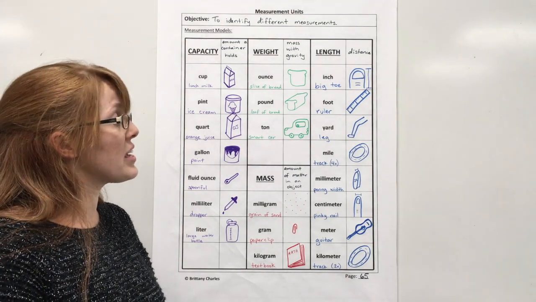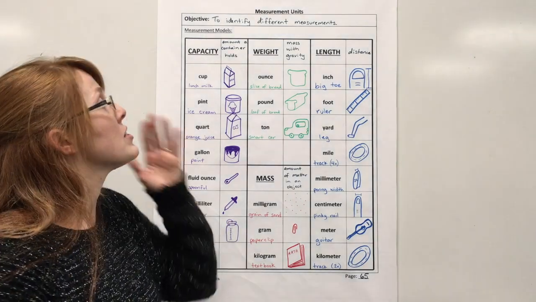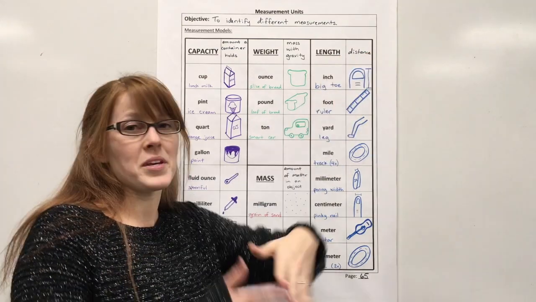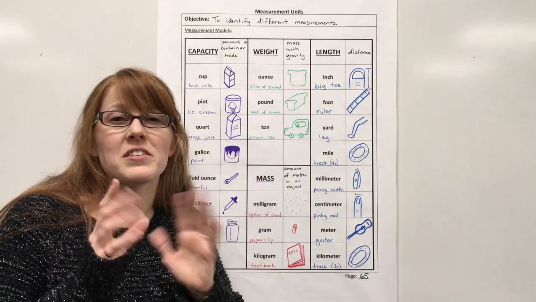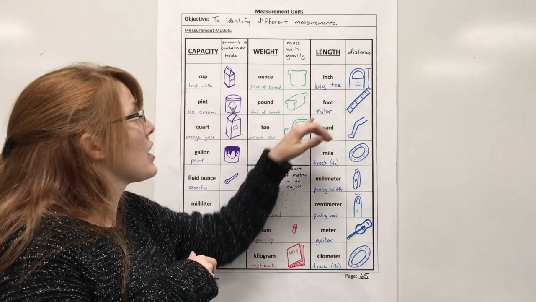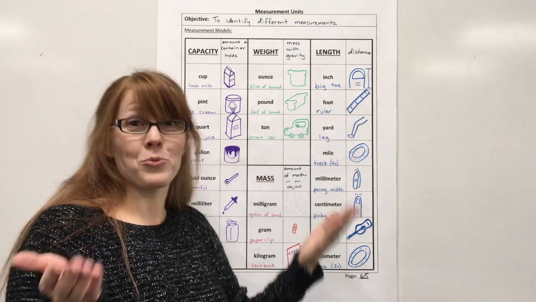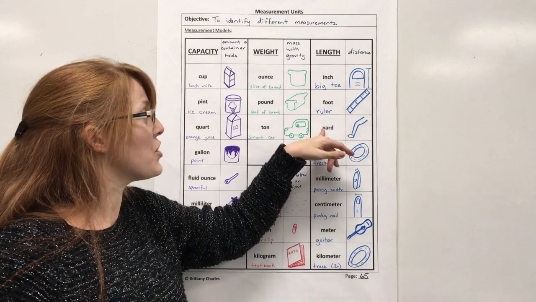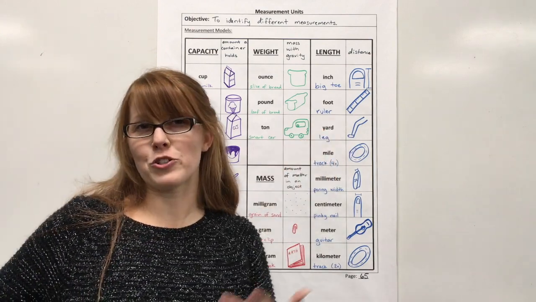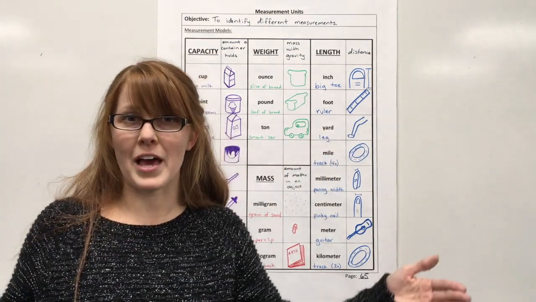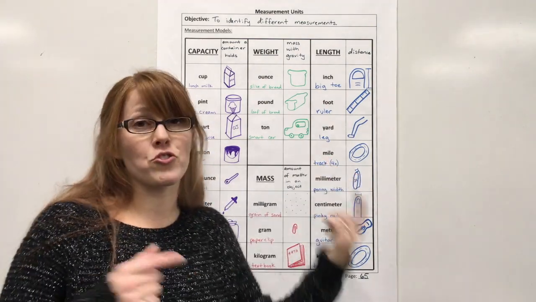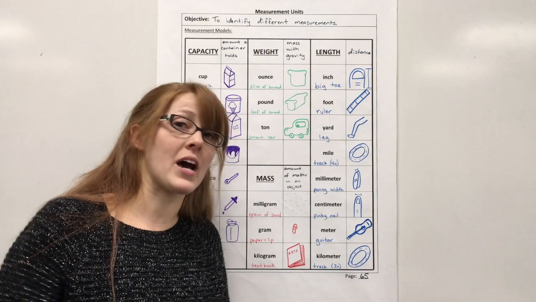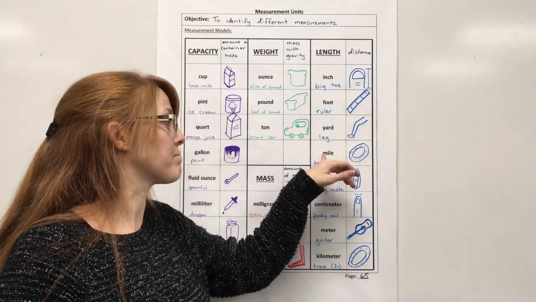Okay, and then last we have lengths, another name for that would be distance. So we have an inch, and that would be roughly the size of your big toe. A foot would be a ruler. A yard would be about the length of the average adult's leg. That's a rough estimate. And then a mile, if you think about the track that we have, 4 times around the track would be 1 mile.